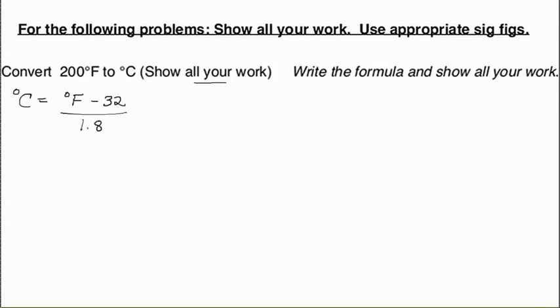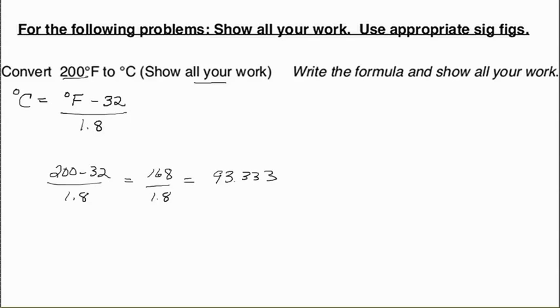Okay, so the next problem is convert 200 degrees Fahrenheit to degrees C. It wants you to show all your work and also write the formula. So I have the formula here. I think everybody did fine getting the right formula. Okay, so you take 200, which is the temperature in Fahrenheit, subtract 32, over 1.8, and that gives you 168 divided by 1.8.